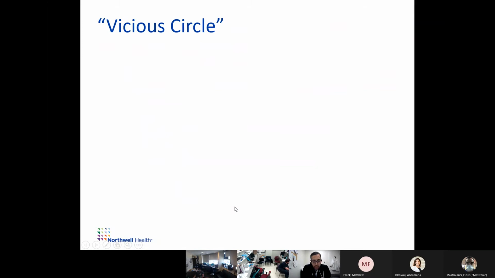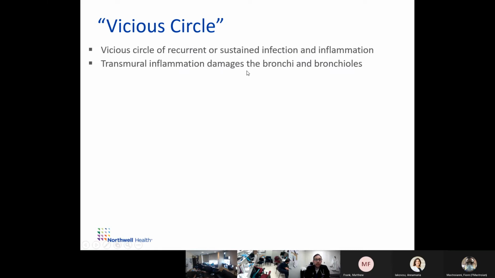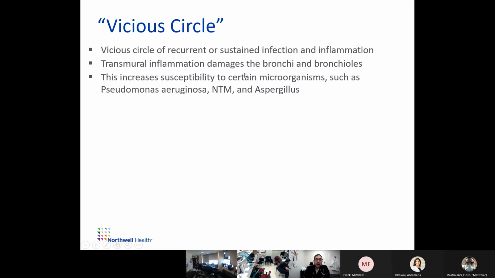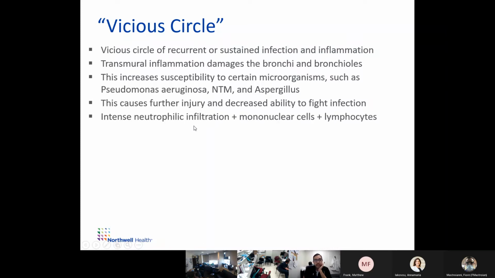And that takes us to the vicious circle. And this is the vicious circle concept of bronchiectasis. Recurrent sustained infection causes inflammation in the airways, in the bronchi and the bronchioles, that leads to an intense neutrophilic infiltration, which leads to further injury, decreased ability to fight infection, and a susceptibility to certain microorganisms, such as Pseudomonas, because of the creation of the biofilm, environmental mycobacteria like MAC, and then environmental molds like Aspergillus.